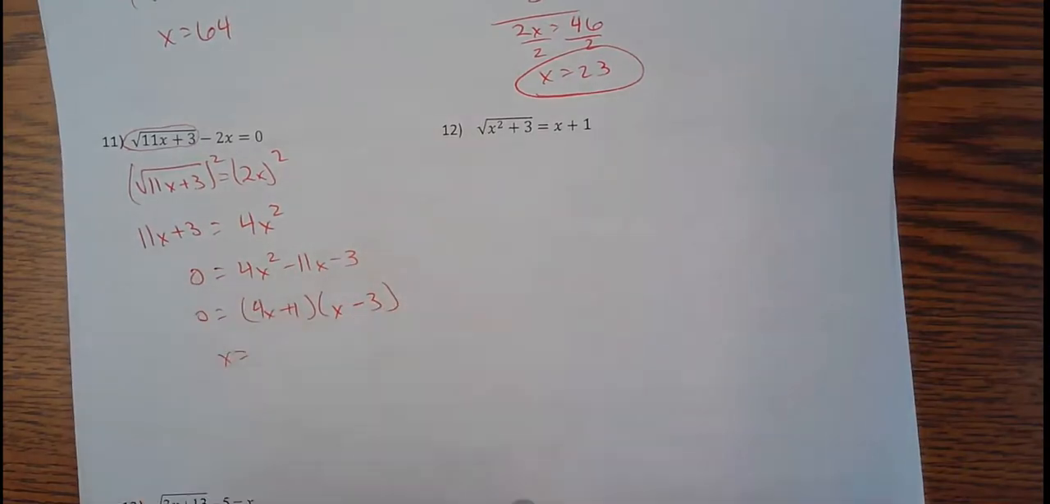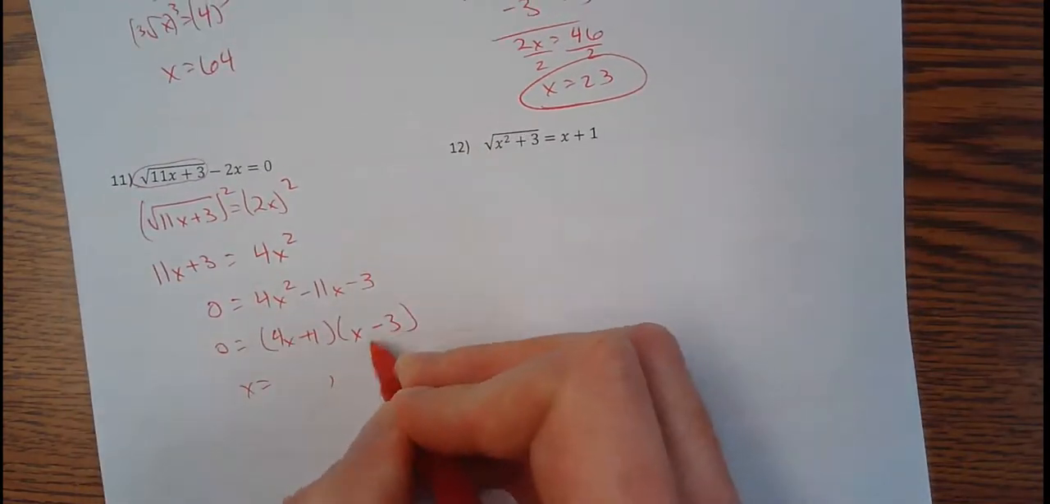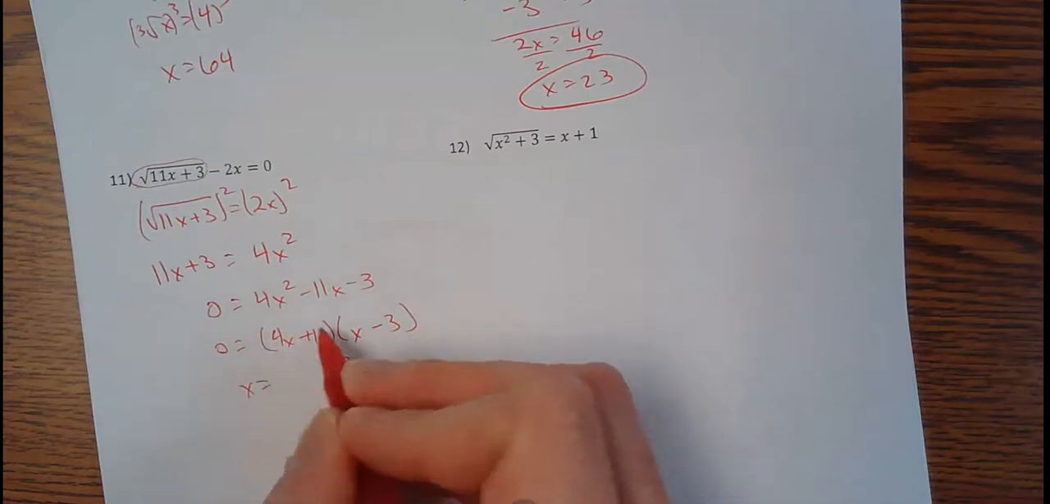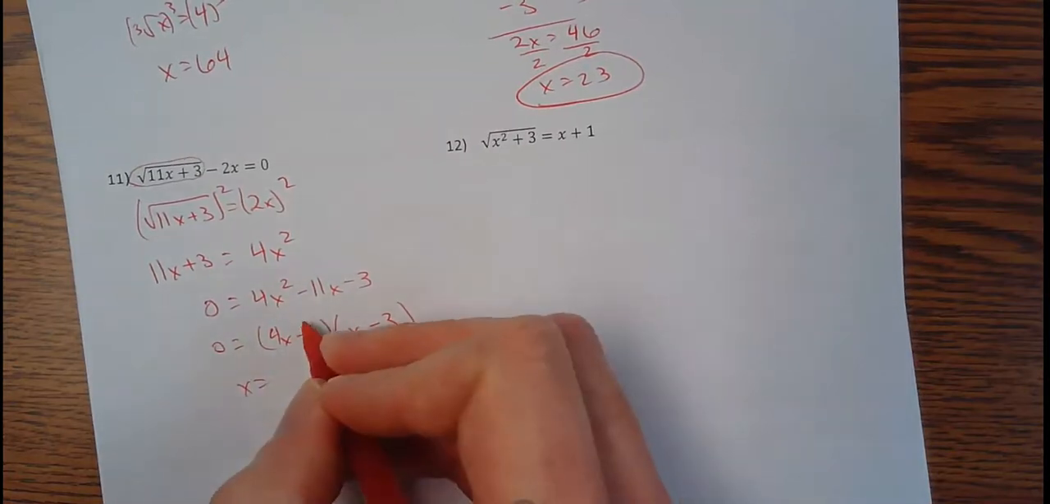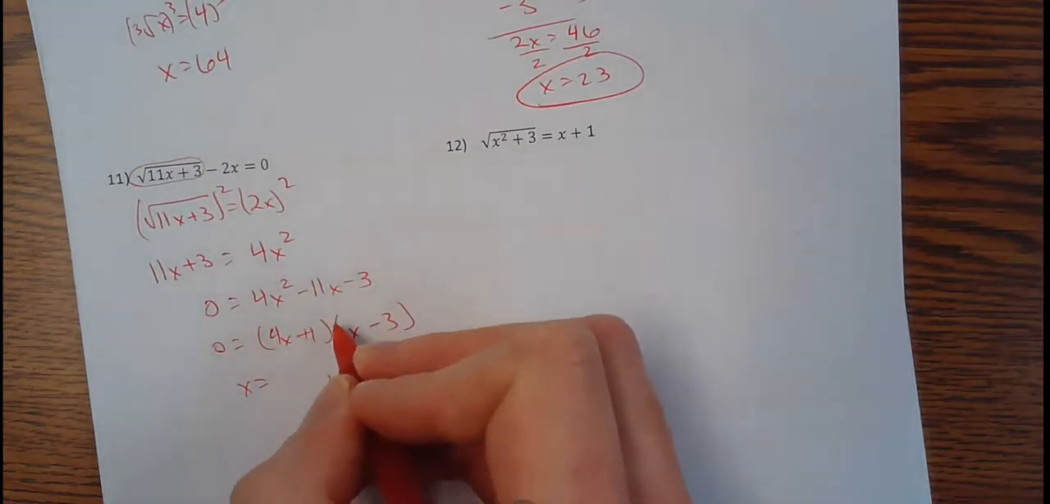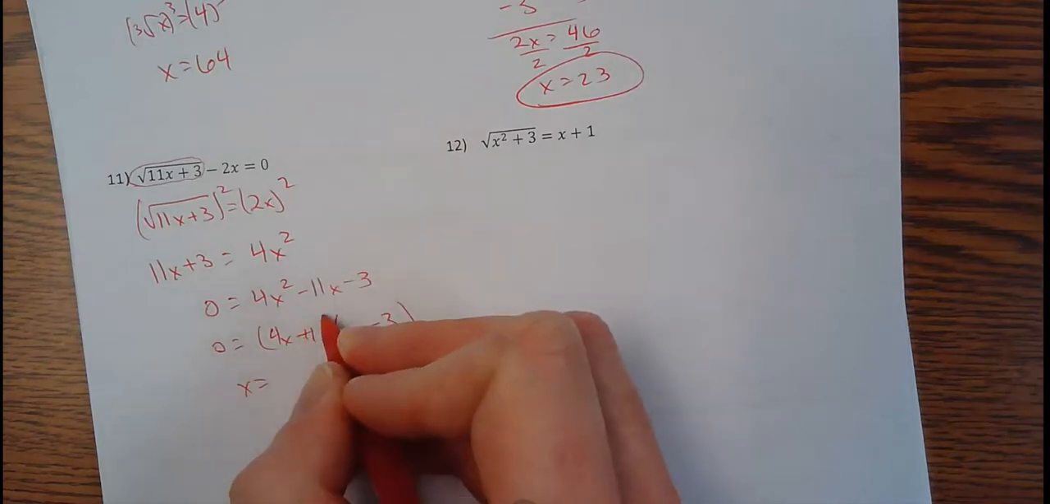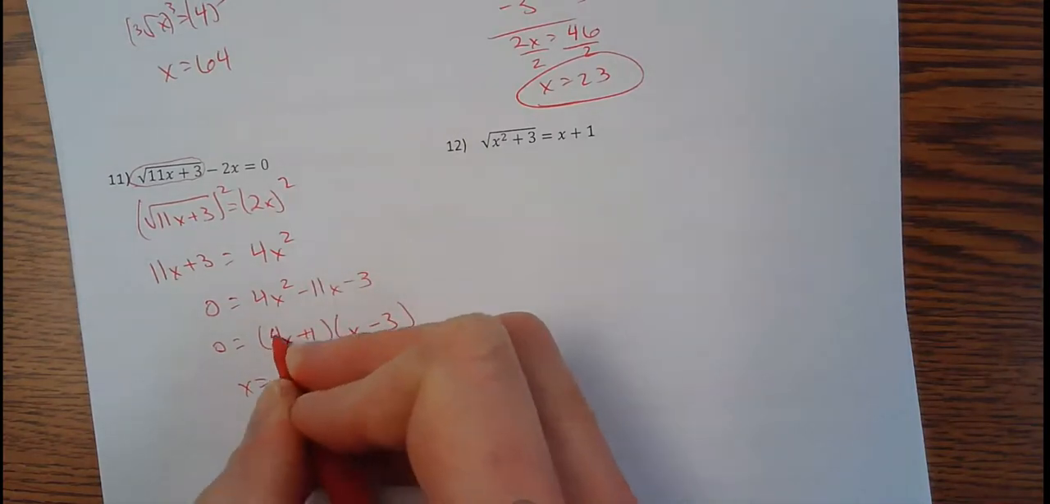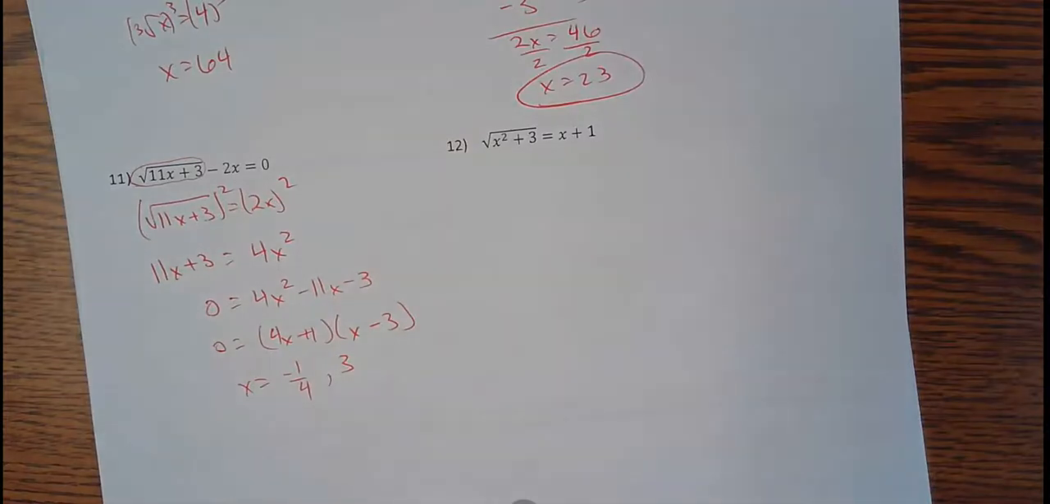This means x, well, the easy one is this is 3. If you remember the shortcut with this guy, I'm actually setting 4x plus 1 equal to 0. So I would subtract 1 over, so it would be a negative 1. And I would divide by 4 to get x by itself, so it's negative 1/4.